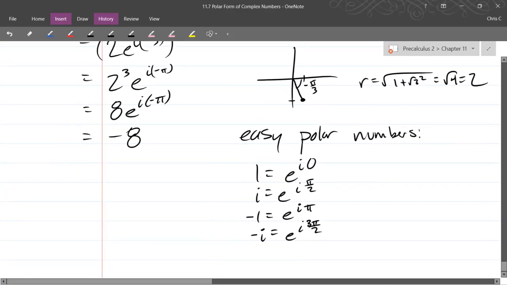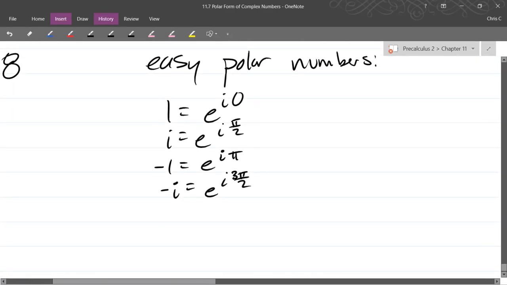So you should have gotten negative 8 out of this, or 8 times e to the i negative pi. So I wrote some easy polar numbers right down here. One is e to the i with zero rotation. i is e to the i pi over 2, a quarter rotation. You can also write this as e to the i negative 3 pi over 2. So go the wrong way, but go 3 pi over 2. Negative 1 is e to the i pi, which you could also write as e to the i negative pi.